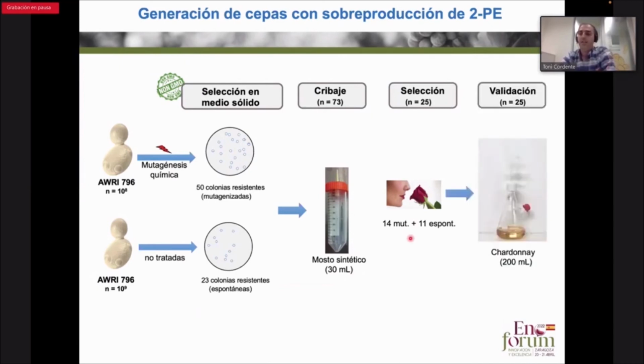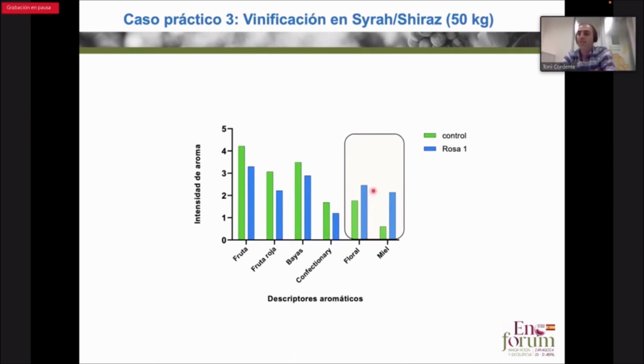These strains were then used to ferment a small amount of a Chardonnay must, and the levels of floral compounds, 2-PE, and more intense aromatic characters were higher, and also wines fermented with Rosa 1 created a very intense aroma. On the other hand, the notes of red berries and red fruits were masked, and this resulted in wines that were considered less balanced than was expected in a red wine.